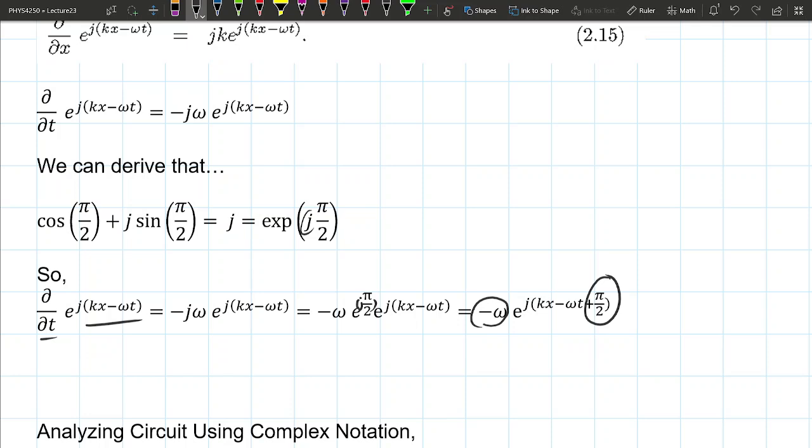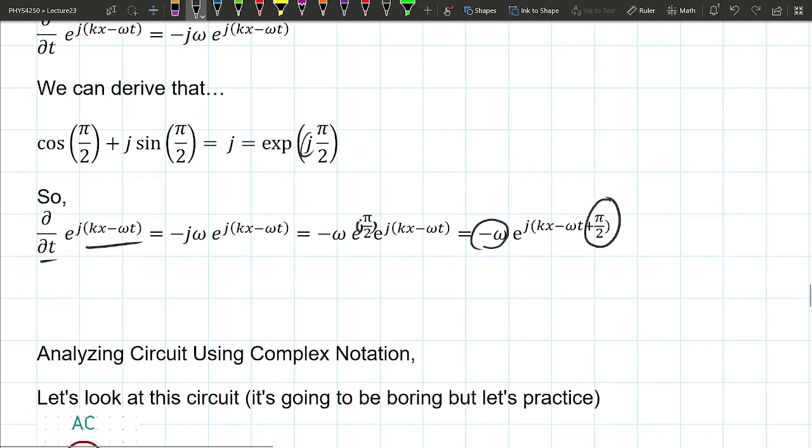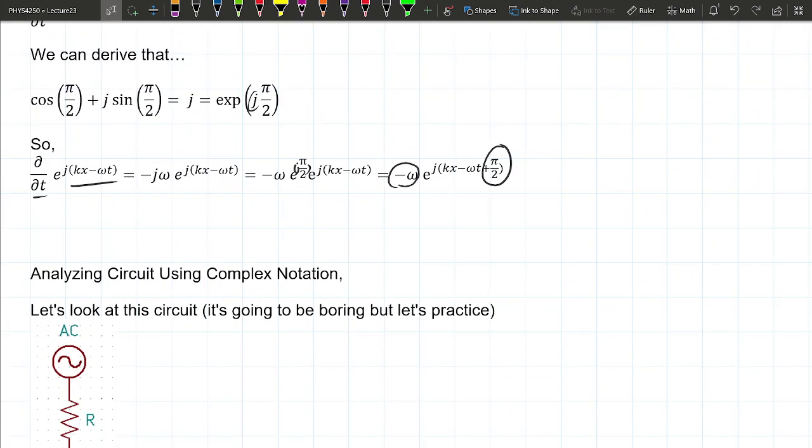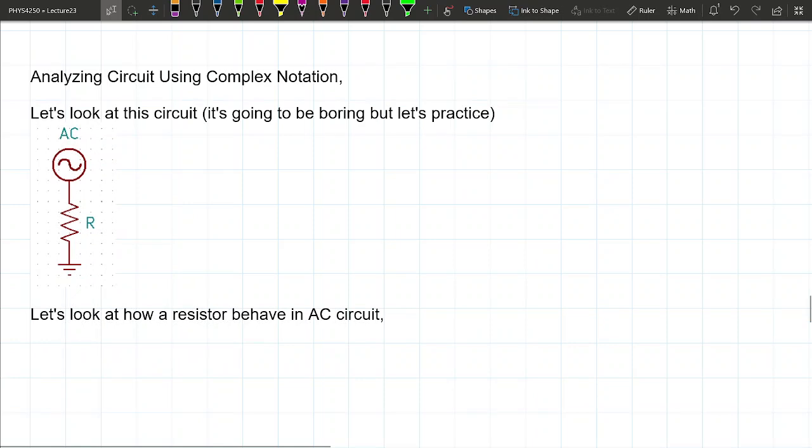Okay. So let's play around a little bit. How much time do I got? Got 15 to 20 minutes. Okay. So let's play around a little bit.